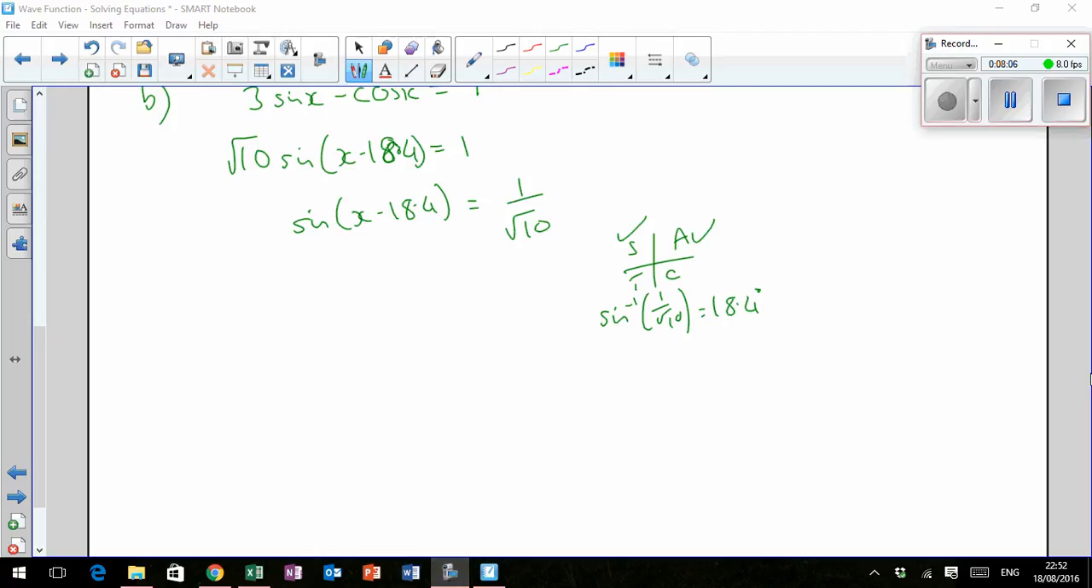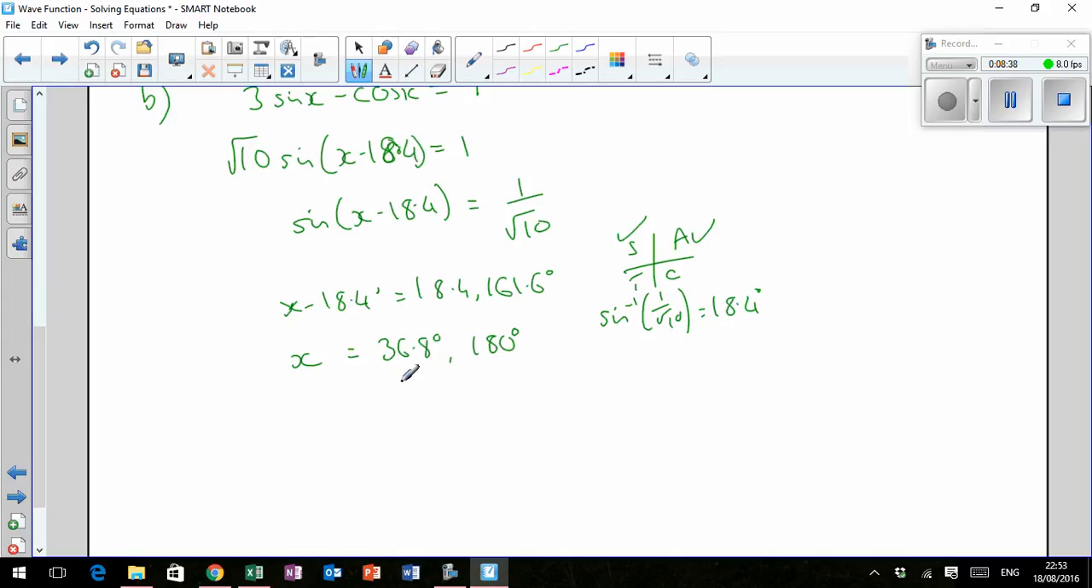This is the same as what we've just got, but that's just a little quirk of the right angle triangles, and the tan and cos function in there. Okay, so x minus 18.4 is equal to 18.4 in that first quadrant and 161.6 in the second quadrant. Okay, and then we're just adding on 18.4 to both, so that'll be 36.8 degrees and 180 degrees for our final solutions.